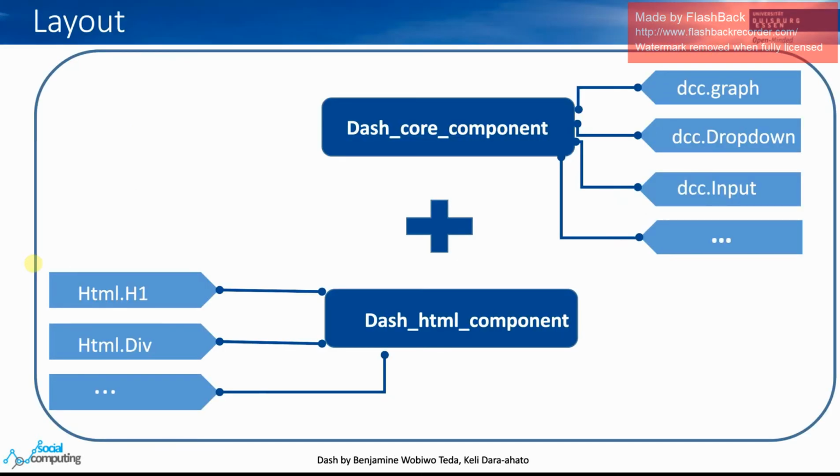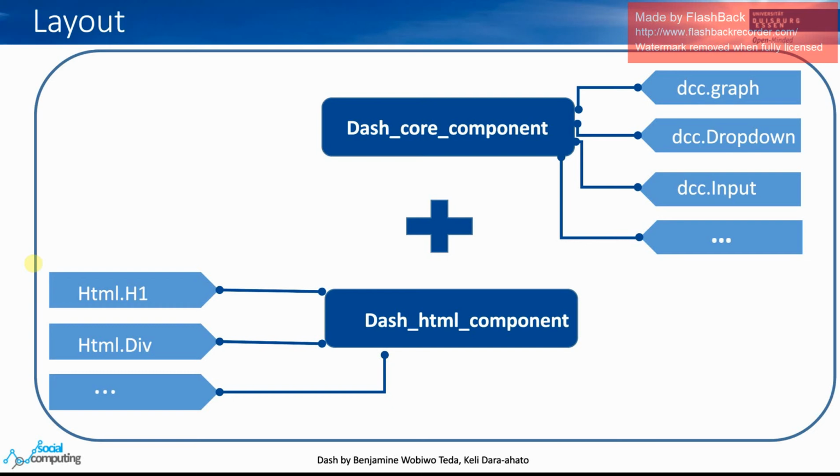So, the layout of a Dash app is essentially written with Dash HTML components and Dash core components. A Dash HTML component can be, for example, an HTML div or an HTML headline. As for Dash core components, they can be a graph, a drop-down, an input field, and so on.